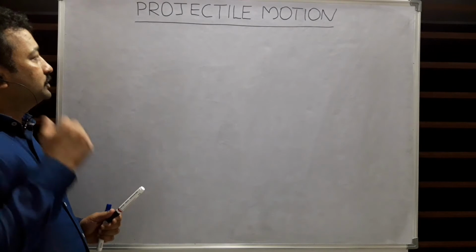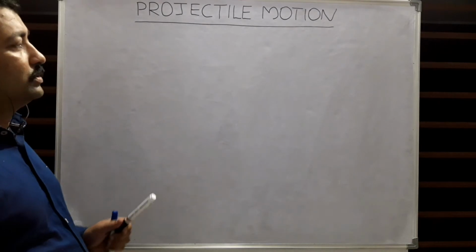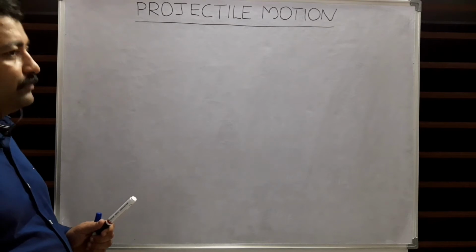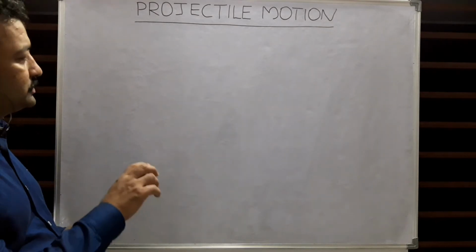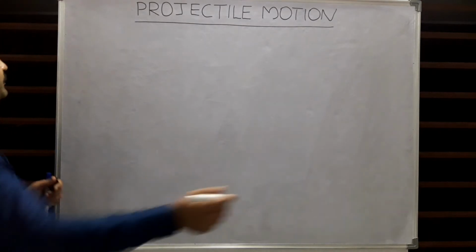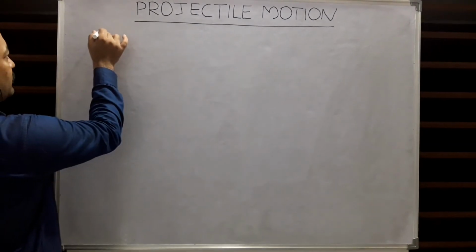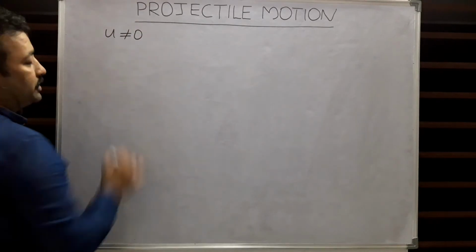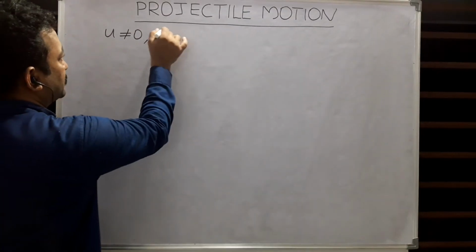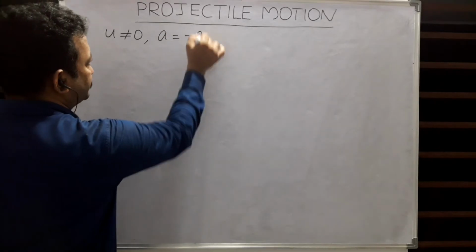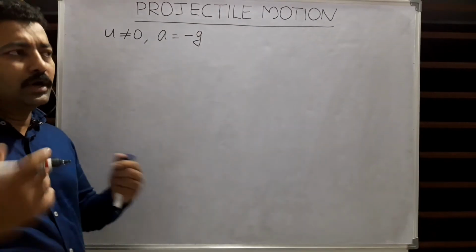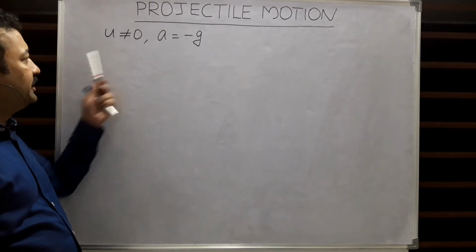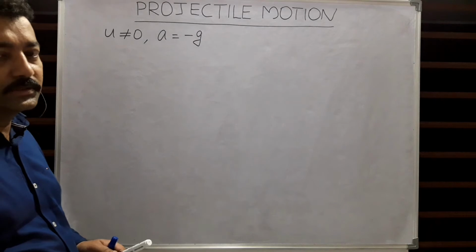So projectile motion. What is meant by projectile motion? How can we define projectile motion? I'll define a projectile motion in a very simple manner, by two simple terms. A projectile is something which follows these two conditions, that is u not equal to 0 and a is equal to minus g. So mathematically, if there is a question, what is a projectile? Even if you write this, you will get the complete score.